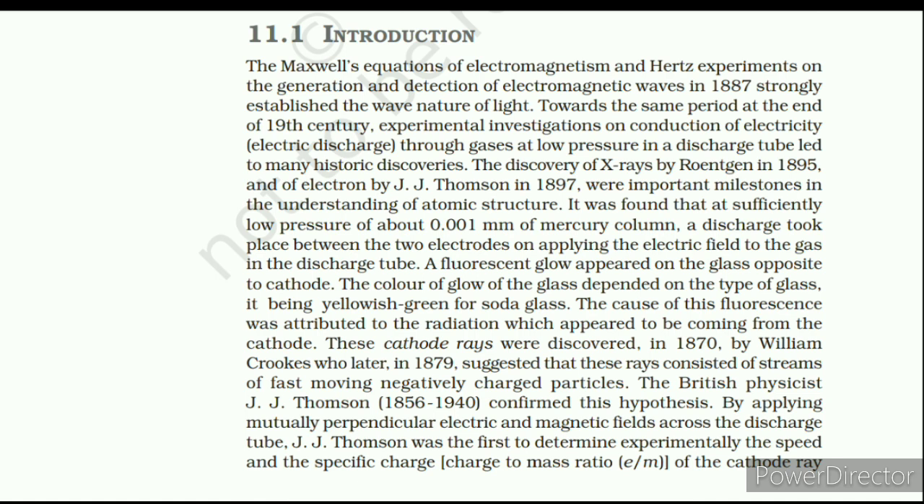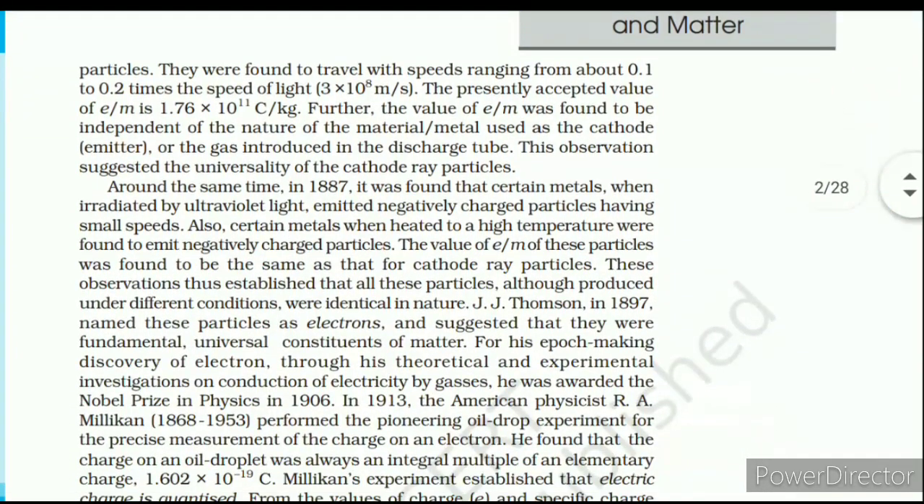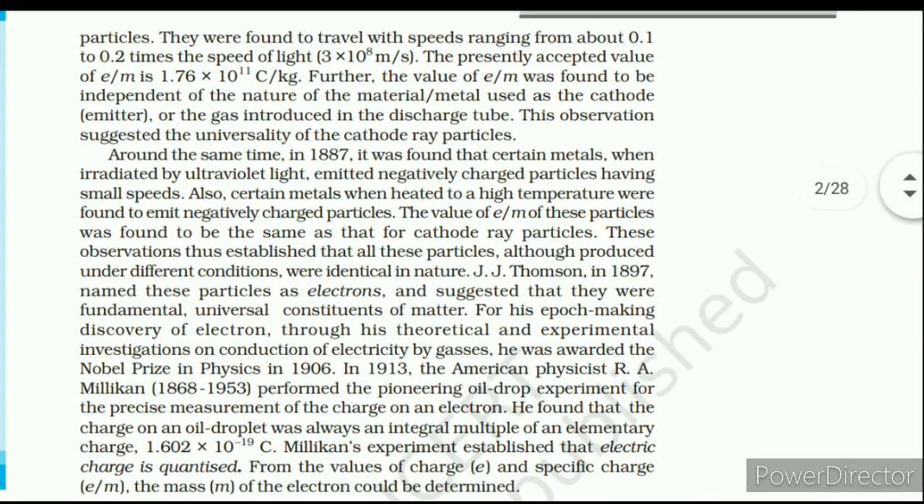The British physicist J.J. Thomson confirmed this hypothesis by applying mutually perpendicular electric and magnetic fields across the discharge tube. J.J. Thomson was the first to determine experimentally the speed and the specific charge of the cathode ray particles. They were found to travel with speeds ranging from about 0.1 to 0.2 times the speed of light. The presently accepted value of e/m is 1.76 × 10^11 coulomb per kg.